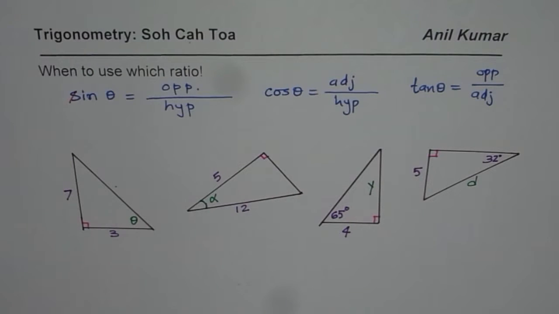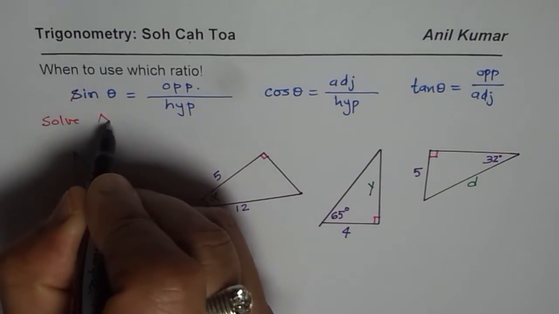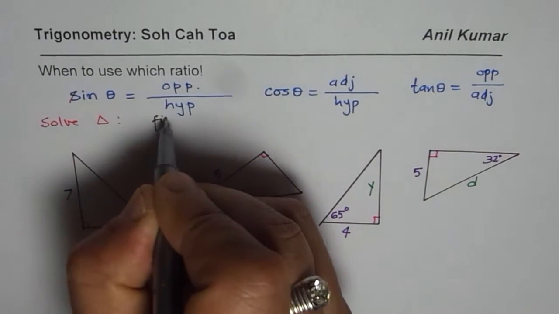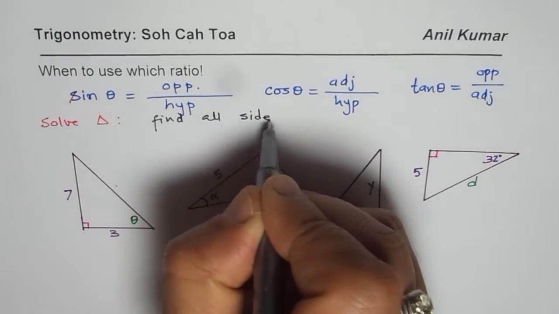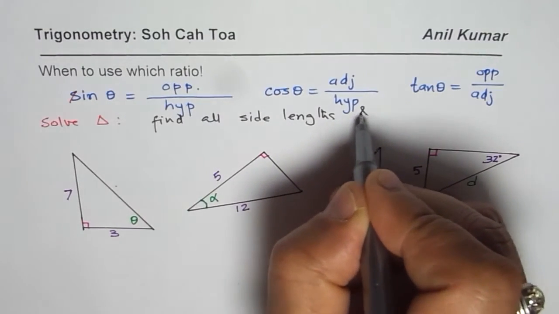And then begin working. Now let us solve triangles. When I say solve triangles, it means what? That is also important to understand. So when I say solve triangle, let's write down solve triangle. It means find all side lengths, right? And angles.